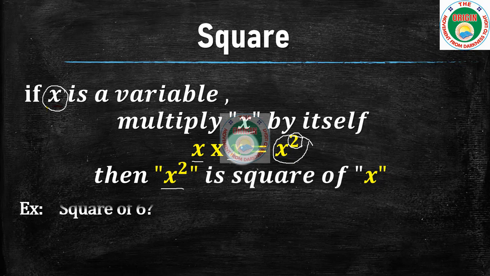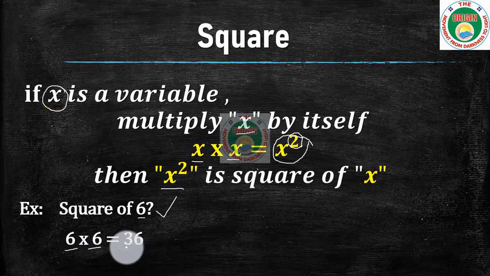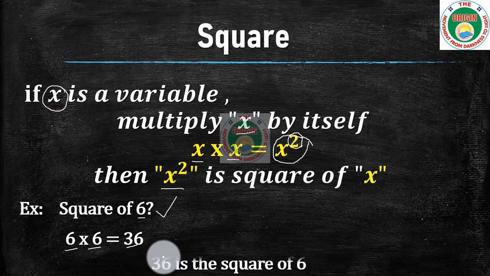Example, square of 6. Square of 6 is nothing but 6 multiplied 2 times, that is 6 square, 6 into 6, 6 times 6 is 36. Here 36 is the square of 6. This is about the square of any number.